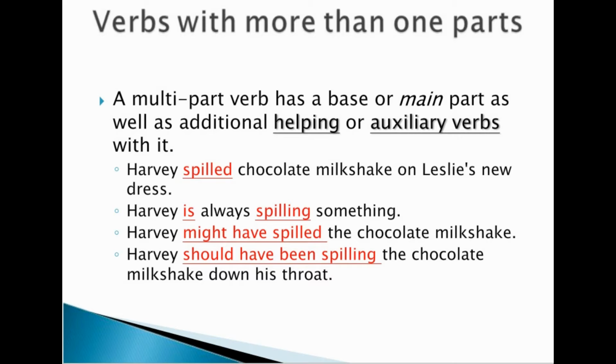And the last example, Harvey should have been spilling the chocolate milkshake down his throat. And now we have one verb, spill, but 4 parts to this. Should have been spilling.